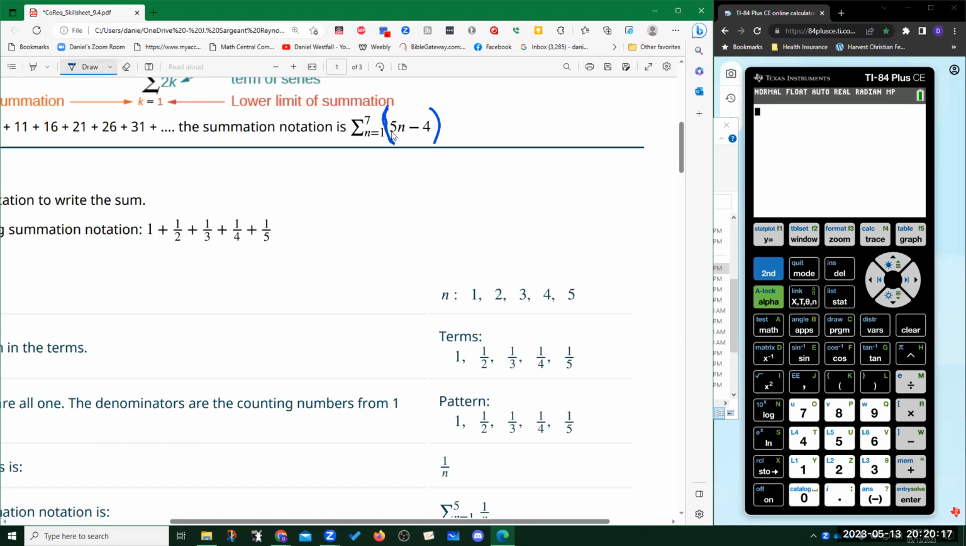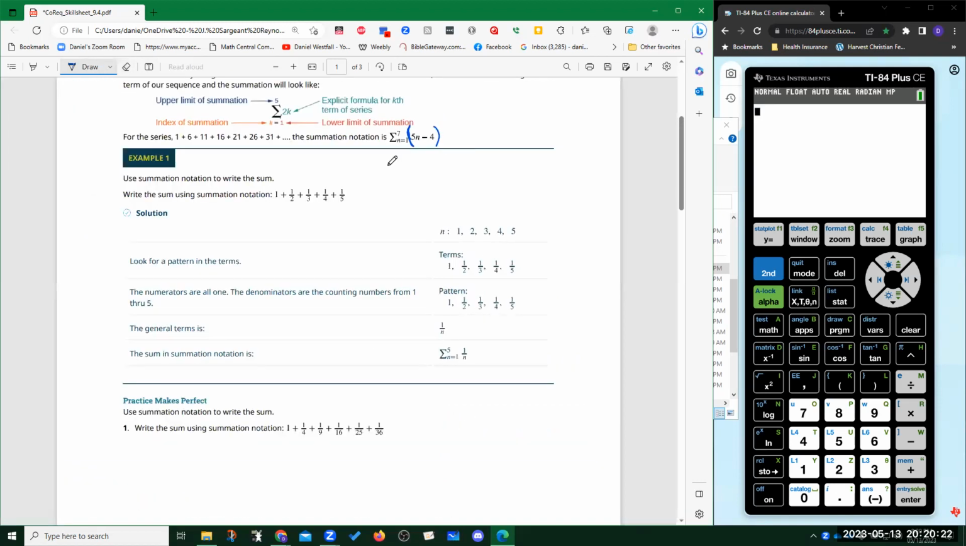They didn't leave very much space there. Okay, there we go, 5n minus 4. And the reason we want parentheses is we want to be clear that n gets plugged into that whole thing and that we're not doing the summation of everything and then subtracting 4.